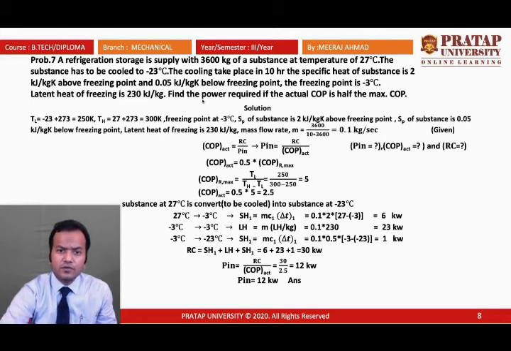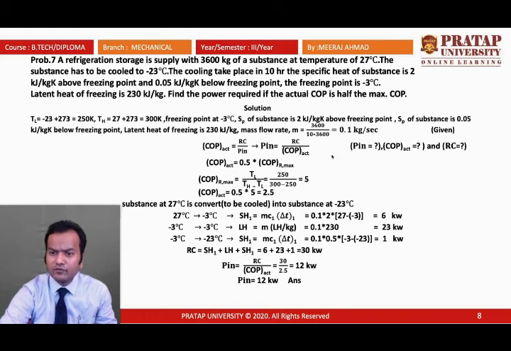In the question itself, you have to find the power input. First, you write the formula of power input. The actual COP is equal to the RC, the refrigeration capacity, divided by the power input. So the power input is equal to the RC divided by the actual COP of the refrigerator. Here the RC you do not know, you have to find it, and the COP also you have to find.